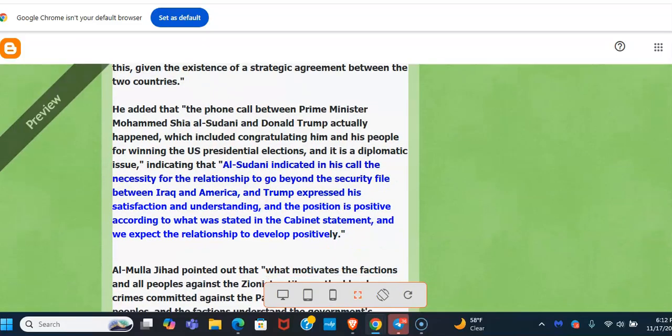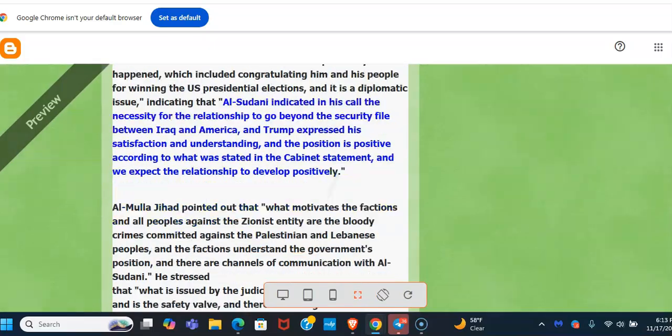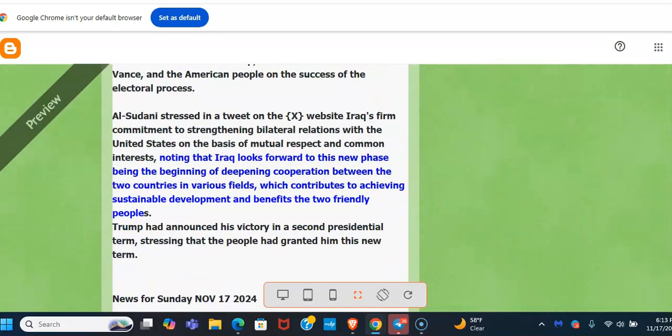And then here they talk about the phone call between Sudani and the T-Man, and it says it actually happened. I think that's funny. Was there any doubt? Apparently there was, because he said it actually happened. But Sudani indicated in the call the necessity for the relationship to go beyond the security file between Iraq and America, and the T-Man expressed his satisfaction and understanding, and the position is positive, according to what was stated in the cabinet statement, and we expect the relationship to develop positively. So I like that. I like that at least they're saying they're going to be positive, right? And he's going to stick to what's already there.